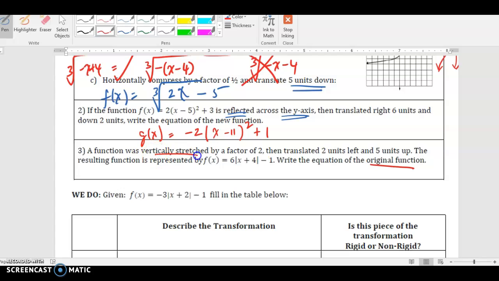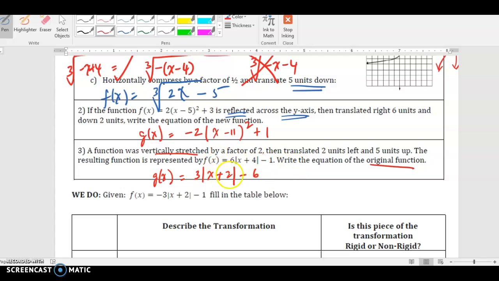So if he says it's vertically stretched by a factor of 2, it's probably going to be compressed. So you have to actually divide by 2 here, which becomes 3 times. And it took 2 units to the left to come to this position. So go 2 units to the right, meaning you have to subtract 2 from 4. So this is x plus 2. And it went 5 units up earlier to come to negative 1. So you have to do the opposite. Go down, so negative 6 further down. And that's it. So this is the original function.